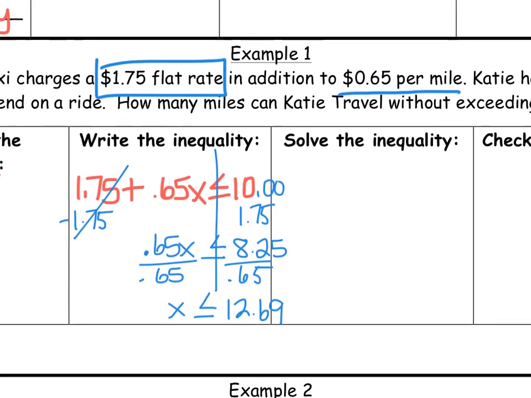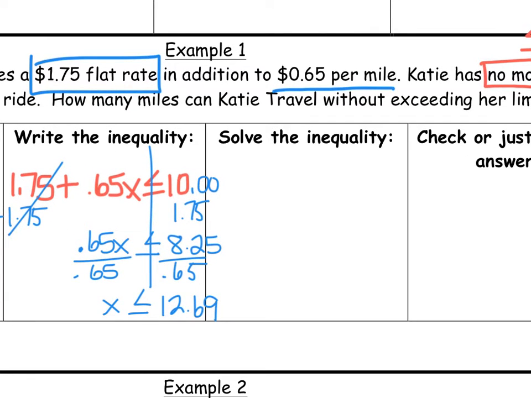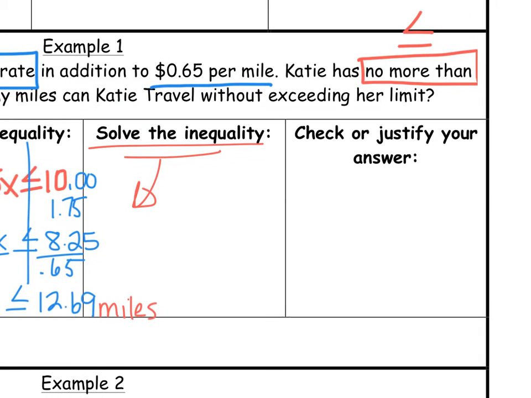So we solve the inequality, and that's 12.69 what? It's 12.69 miles. So I did this part right over here, so you don't need to redo it again. So check or justify your answer.